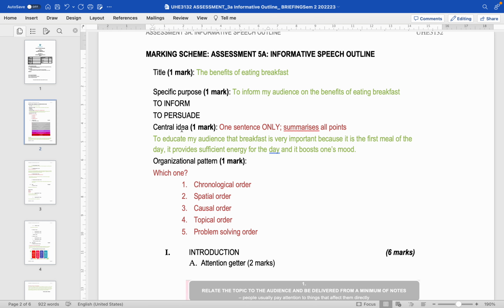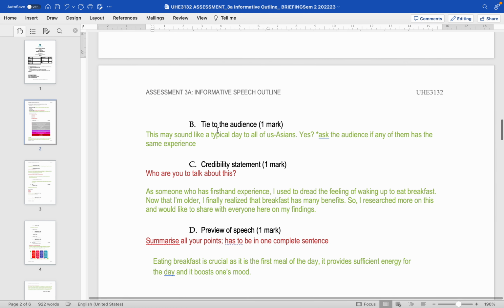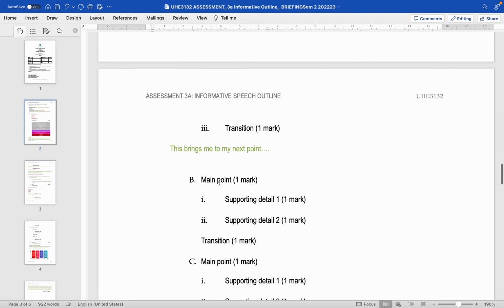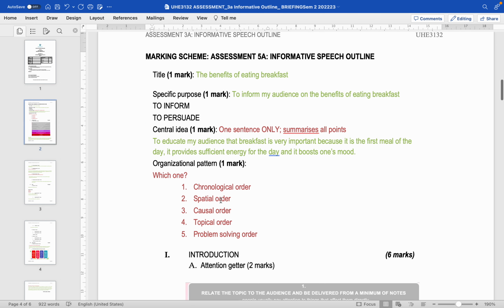Okay, so next one is the central idea. Ladies and gentlemen, the central idea has to be only one single sentence, and what it does is that it summarizes all of the points that you are going to talk about. So you need to make sure that you're able to summarize point 1, point 2, and also point 3 over here. So this is a sample, okay, to educate or to inform my audience that breakfast is important because point 1, it is the first meal of the day. Point 2, it provides sufficient energy for the day. And point 3, it boosts one's mood.